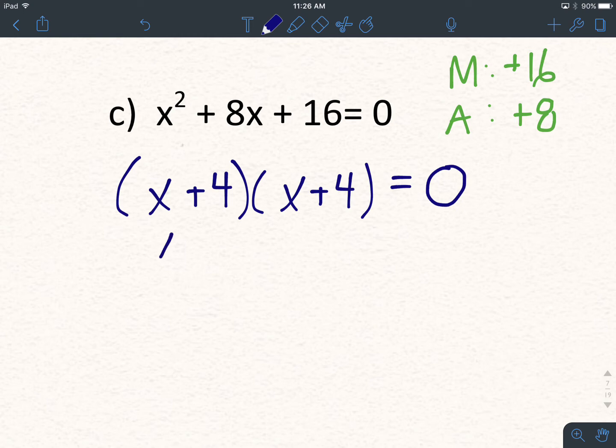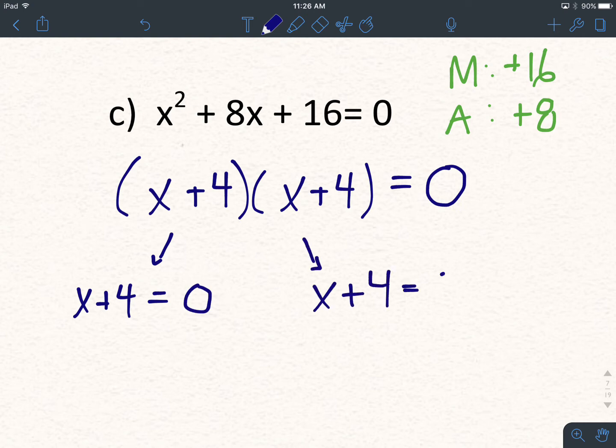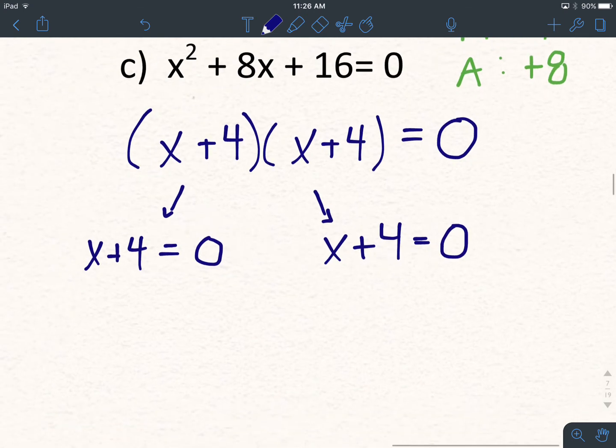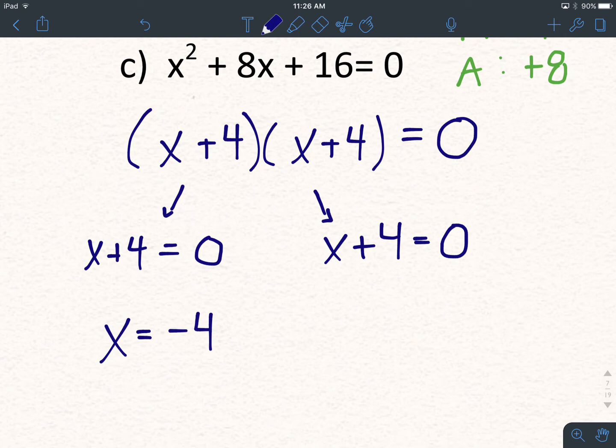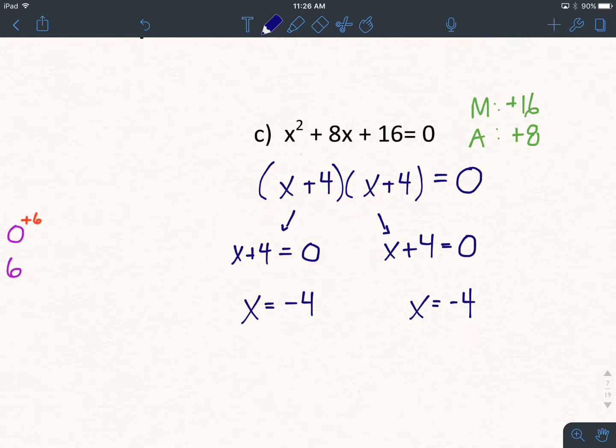So each of these will be set equal to 0 in order to find out which values for x will make this equation true. Now it just so happens that in this case the two binomials are the same, which means that x equals -4 and x equals -4 will be the answer for both. So there really is only one solution for this particular quadratic equation. Hopefully that makes sense. That's how you do a simple trinomial.